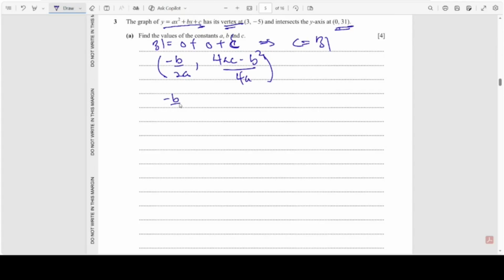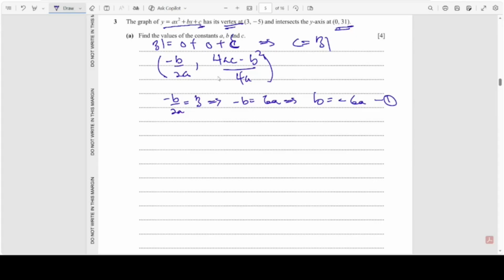So negative b over 2a is equal to 3. You try to rewrite it by clearing the fraction. So we have negative b is equal to 6a. In other words, b is equal to negative 6a. We can name this as our first equation, or equation 1.